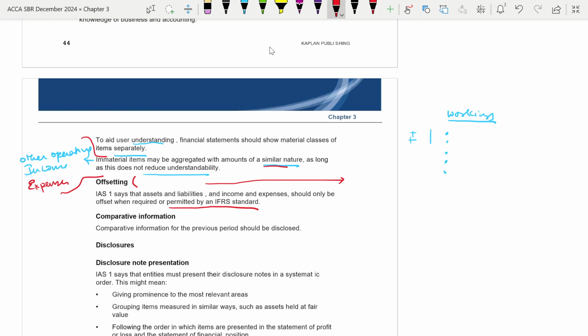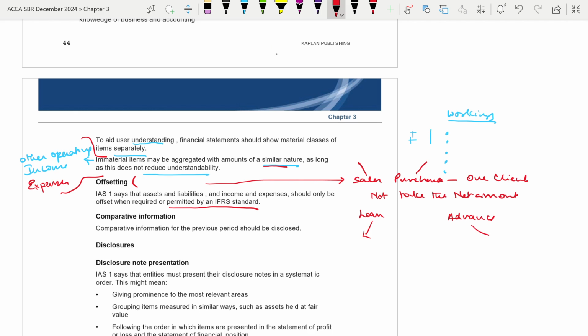What happens is that usually you will have sales and you will have purchases from only one client. You should not take the net amount, you should not take the difference. You have to show sales separately and purchases separately. You have taken a loan and you have given an advance. The loan should be shown separately, and the advance should be shown separately, unless it is permitted. Where it is permitted, I will tell you that also.